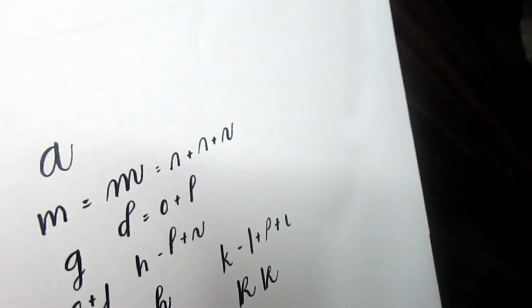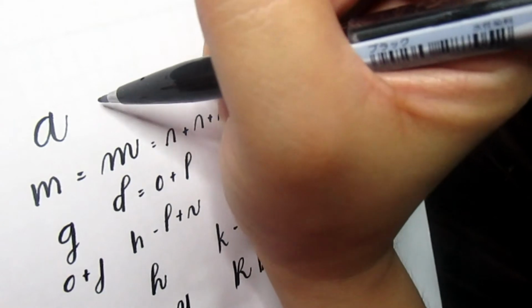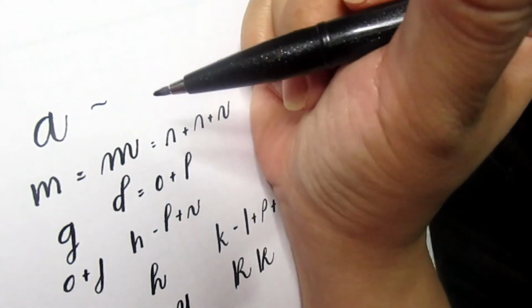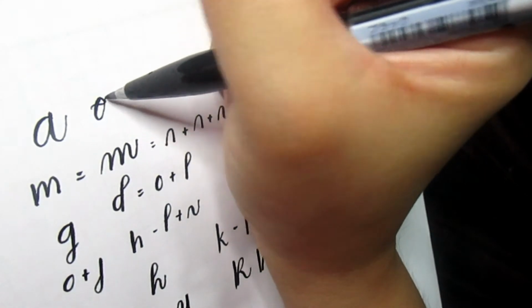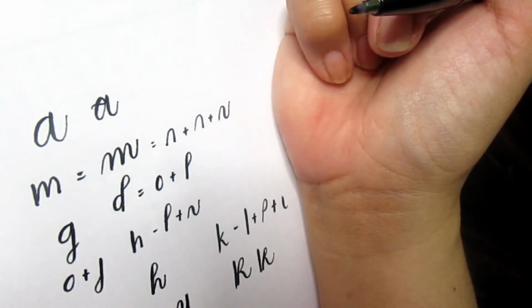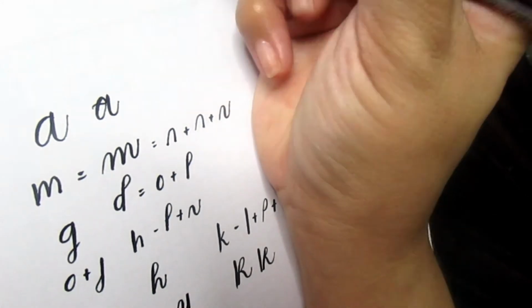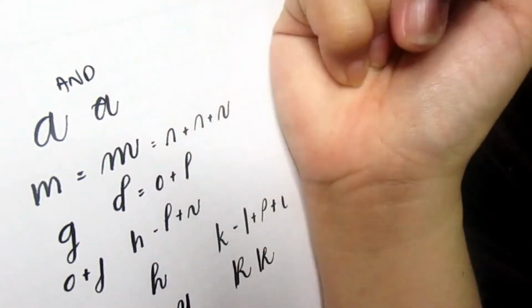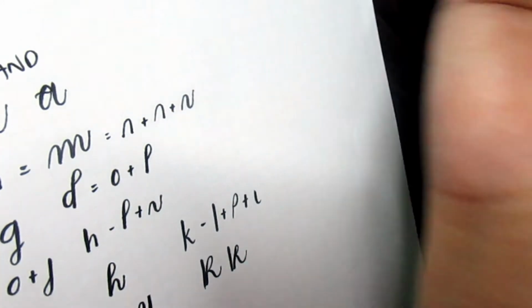Now we could try to add a little style to our letters. For example, we will be doing a small A. We could have a curvy crossbar like that, then oval and compound curve. This is for when we are going to combine it with other letters, like if we're going to write the word "and." These would be connecting letters, and that would be on another video.